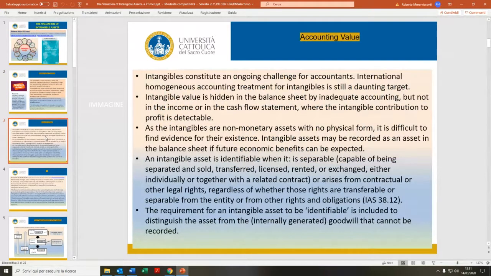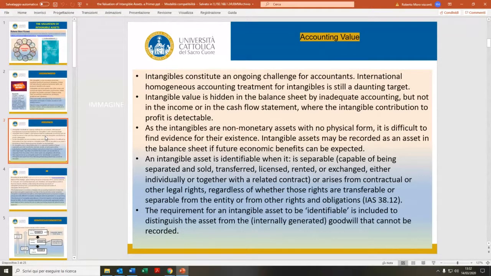We have already seen that intangibles represent an ongoing challenge for accountants, and intangible value is hidden in the balance sheet. This is due to inadequate accounting, but it is not the case in the income or in the cash flow statement, where the intangible contribution to profits can be detected. Intangibles are non-monetary assets with no physical form. They are immaterial. And so it is difficult to find hard evidence for their existence.